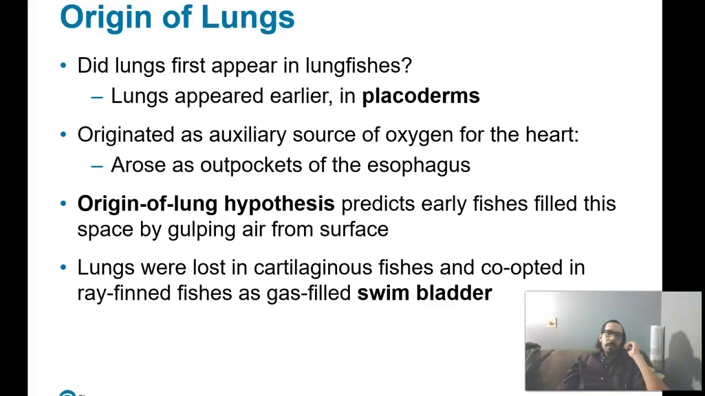The origin of lung hypothesis predicts that early fishes filled this space by gulping air from the surface or by secreting it from the muscle tissue within. But you can see that lungs were lost in cartilaginous fishes like sharks and rays. And then in ray fin fishes, they were co-opted into a gas bladder, which is the thing that prevents fishes from sinking.